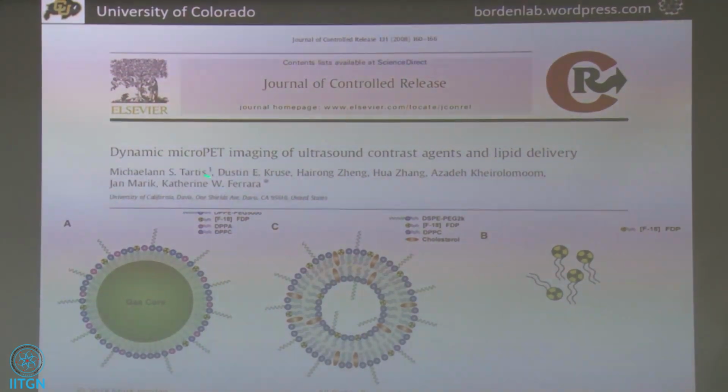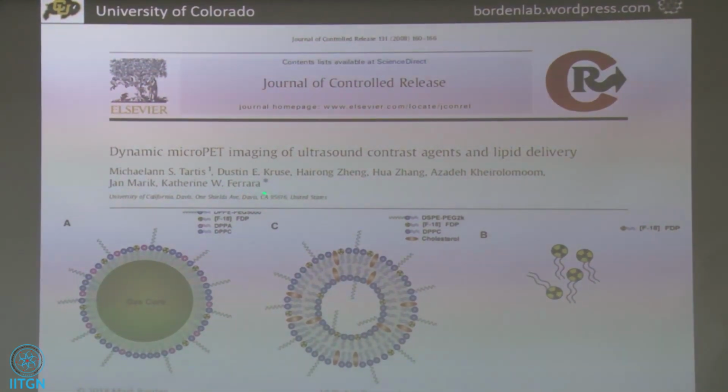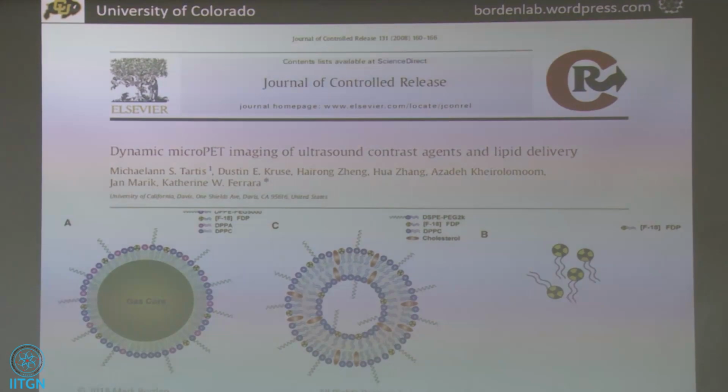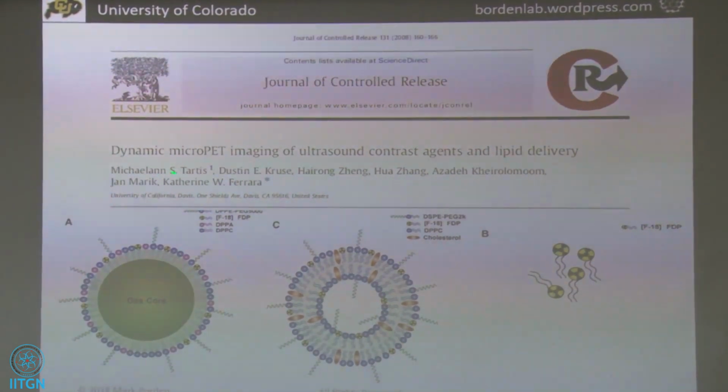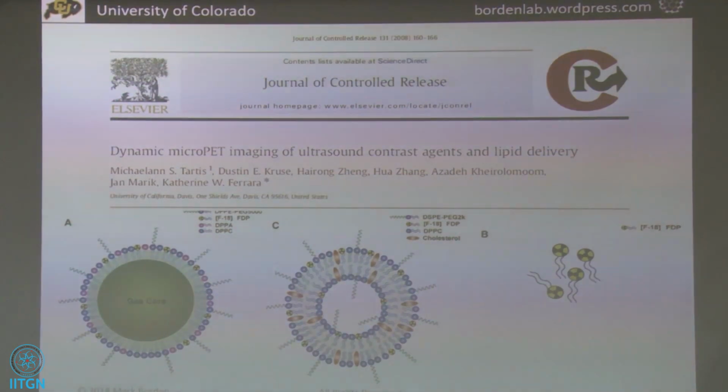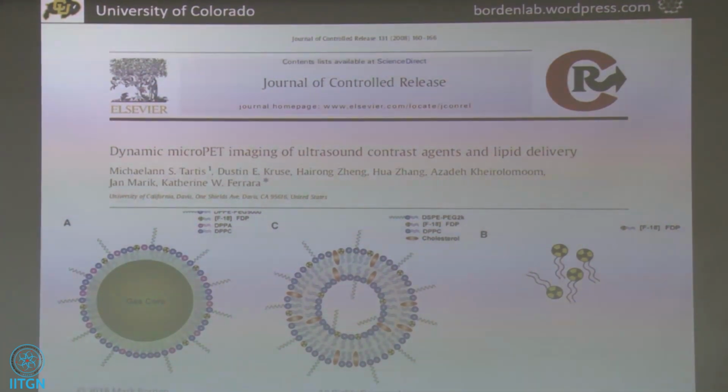There's a study that was done in the group of Katherine Ferrara. This is the group where I did my postdoc at the University of California, Davis, and Mike Lachin is the one who performed the study. And it's a dynamic micro-PET imaging of ultrasound contrast agents and lipid delivery. So they used perfluorobutane gas, a lipid shell, and in the lipid shell they had a PET agent.